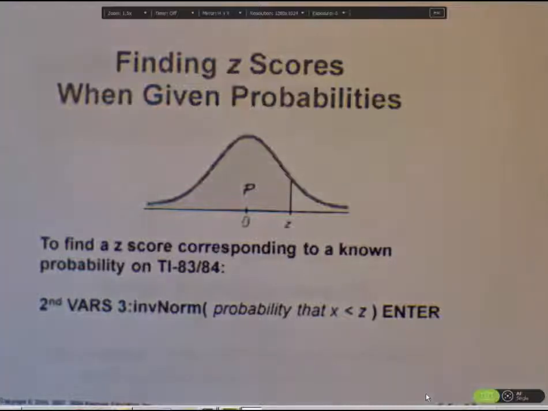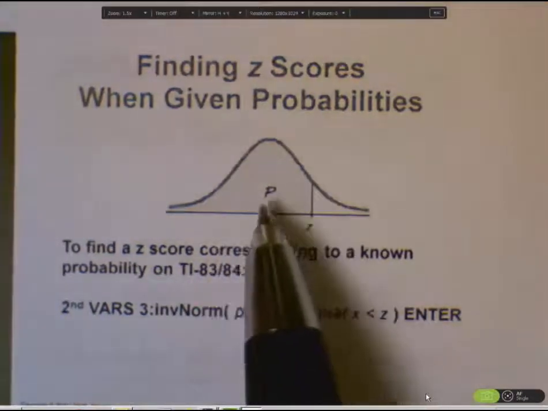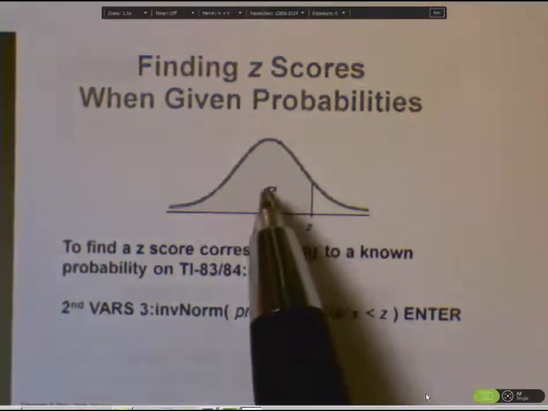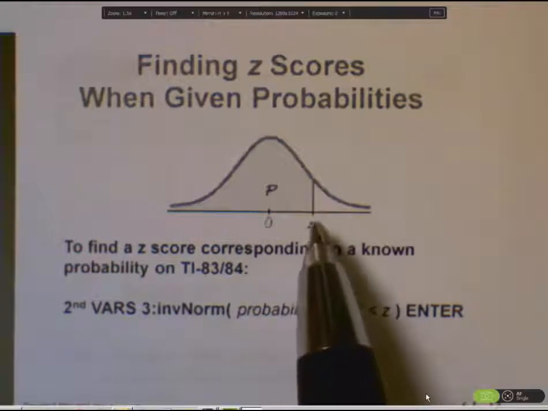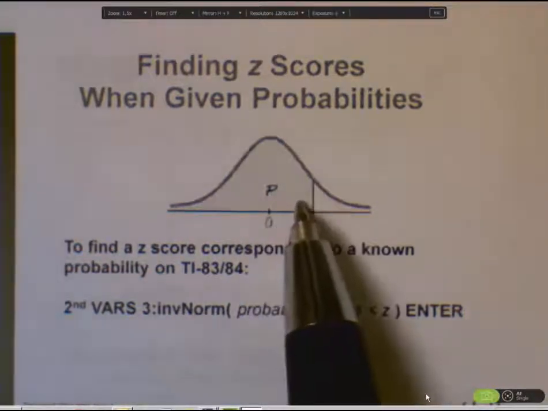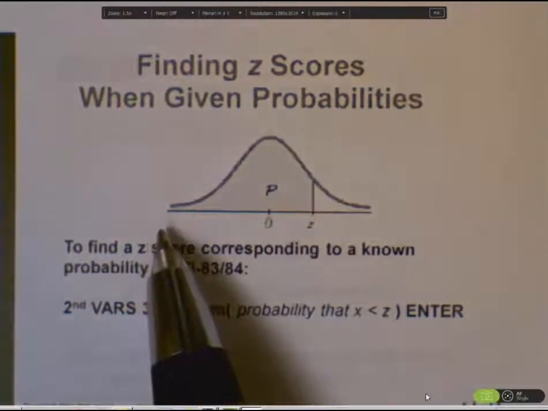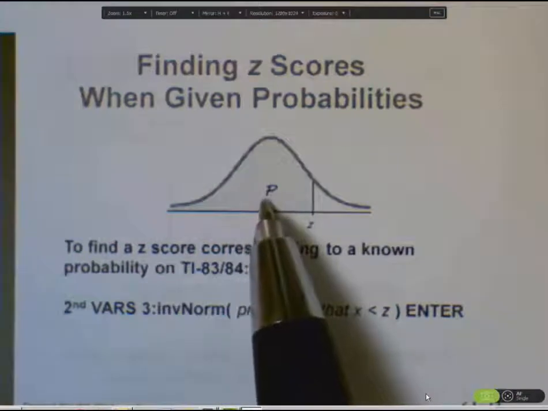What if instead of looking for the area, I was given the area? Or instead of looking for a probability, I'm given a probability and I want to find the z-score that has that area to its left. Then remember, normal CDF gives me a probability. That's not what I want here. I'm going to be given a probability.